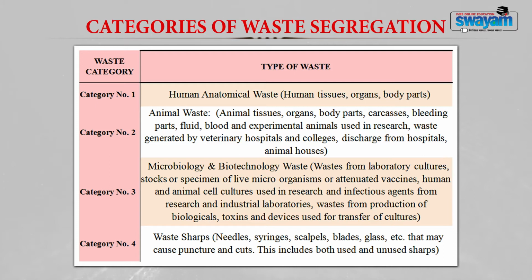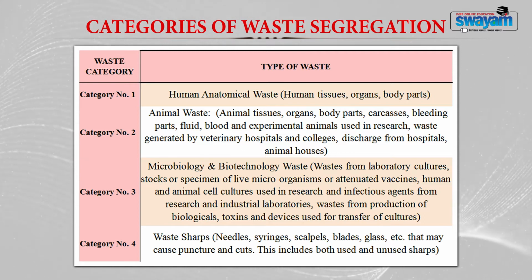The second category includes animal waste like animal tissues, organs, body parts, carcasses, dead bones, bleeding parts, amputated parts, and also blood and experimental animals used for research purposes; they are also included in this. Waste generated by veterinary hospitals and colleges, discharges from hospitals and animal houses are also included under category 2. Now, category 3 talks about your microbiology and biotechnology waste.